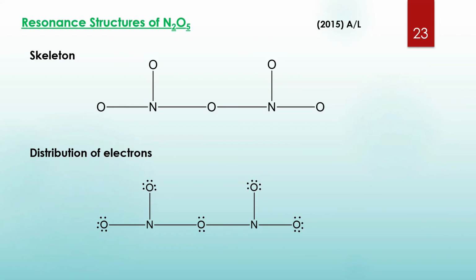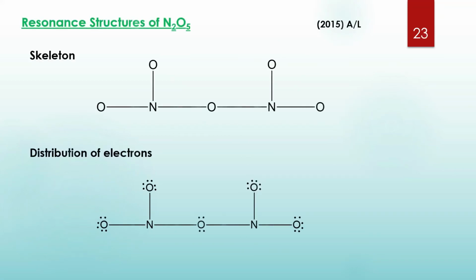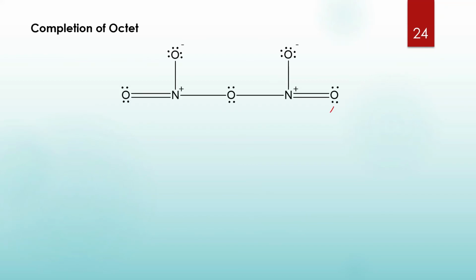Again, we use the same procedure while drawing Lewis structures. We distribute all of the electrons and we complete the octet. So here, as you can see in the previous example structure, nitrogen lacks an octet. So we form bonds with oxygen and we have obtained nitrogen which has an octet. So this is one structure.